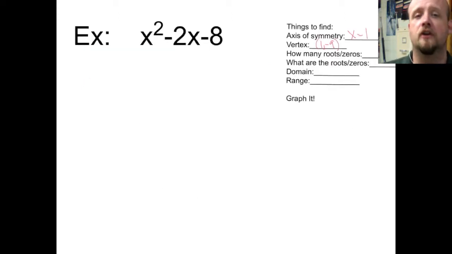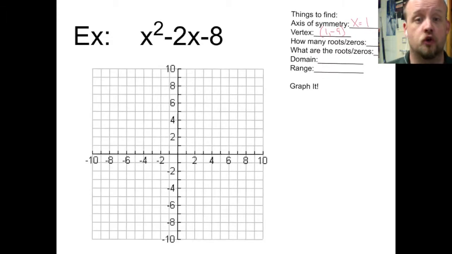As we come here to look at our roots and zeros, we notice that we have a problem. It's hard to figure this out without having to graph. We haven't figured out how to find them from the equation yet. So let's skip this and jump on to talking about actually graphing it. We have to graph it in order to find our roots and zeros and to find our domain and range. So looking at graphing, here's our grid.